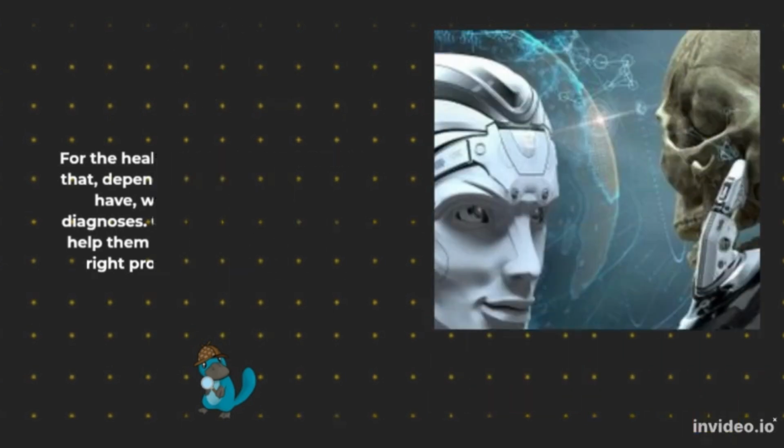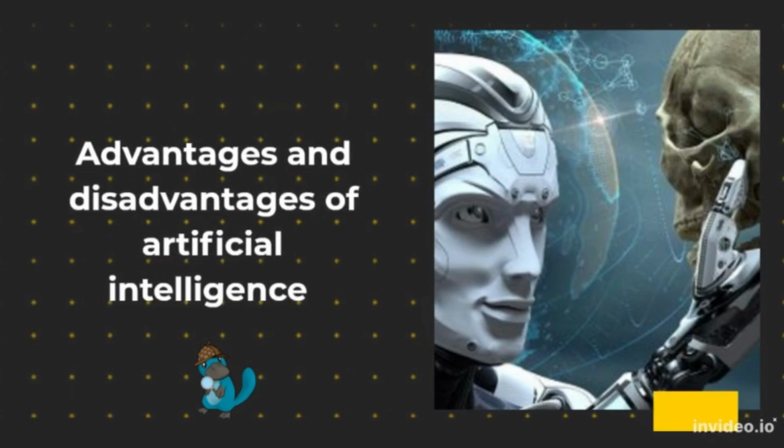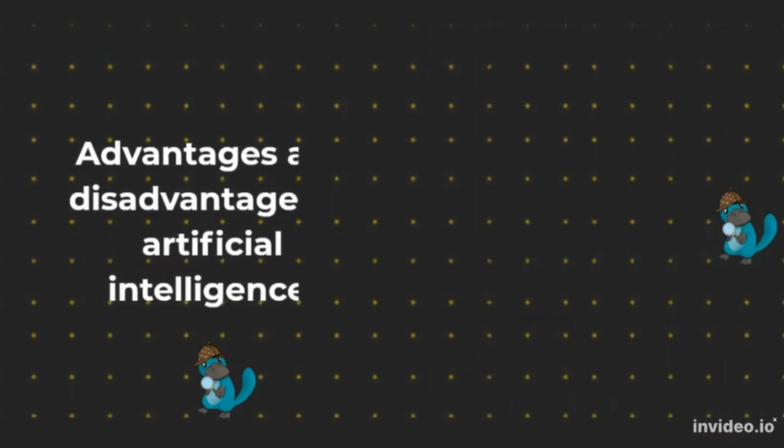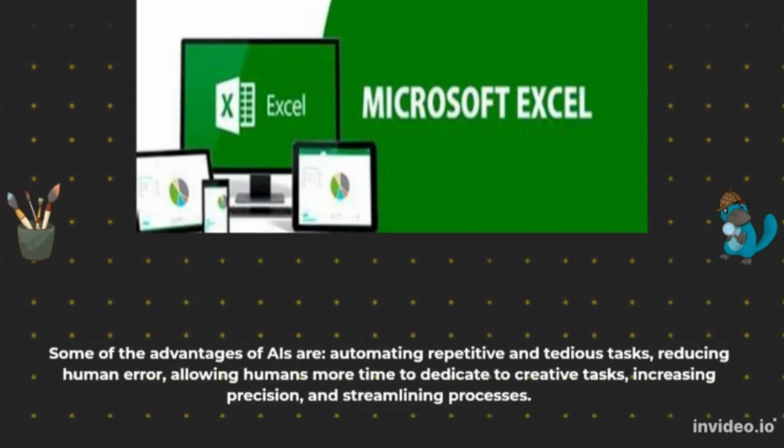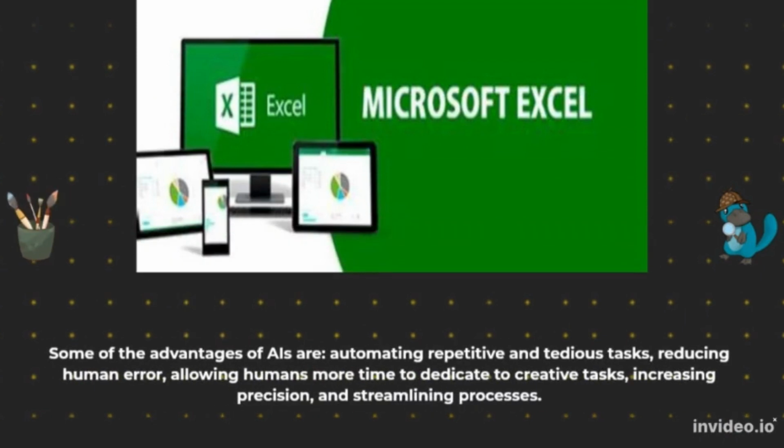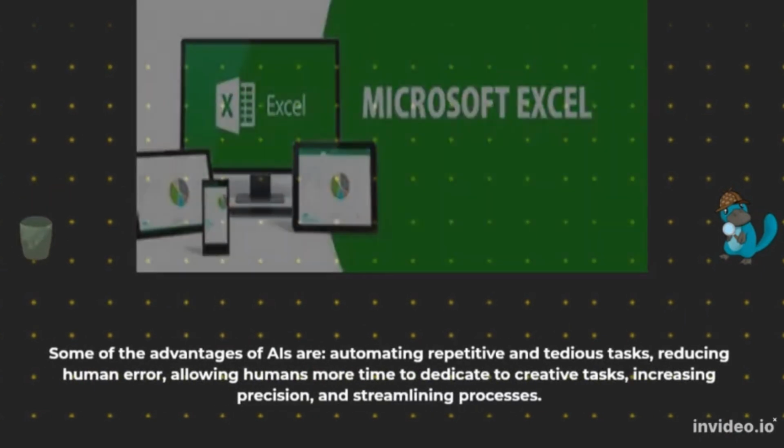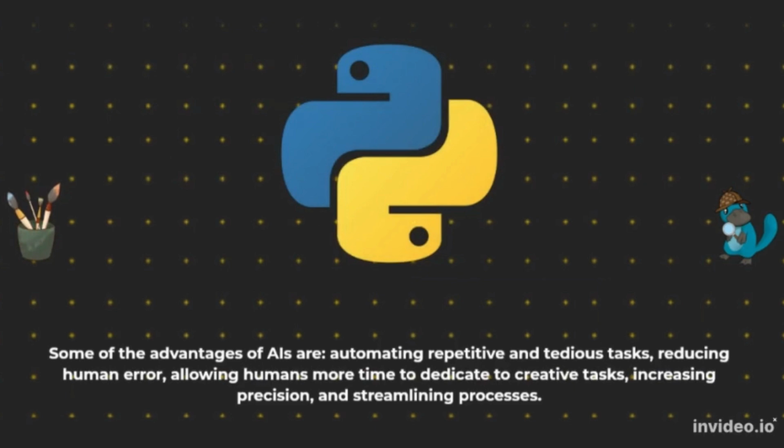Advantages and disadvantages of artificial intelligence. Some of the advantages of AIs are automating repetitive and tedious tasks, reducing human error, allowing humans more time to dedicate to creative tasks, increasing precision, and streamlining processes.